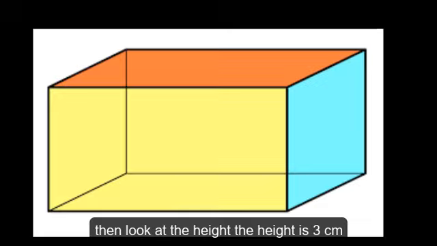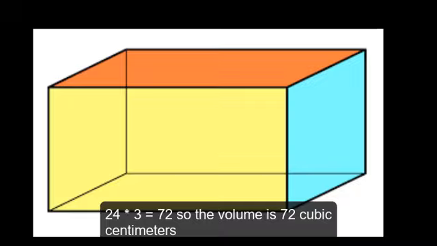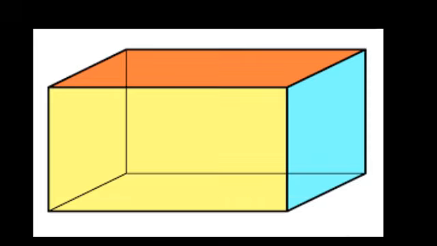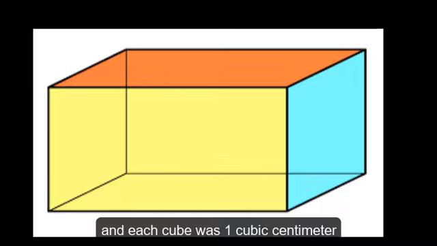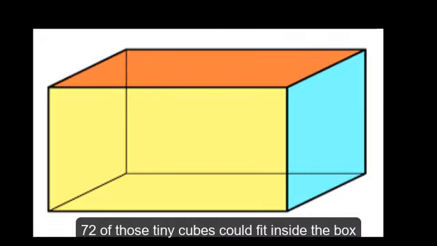Then look at the height. The height is 3 centimeters. So there are 3 layers. 24 times 3 equals 72. So the volume is 72 cubic centimeters. This means that if we use tiny cubes and each cube was 1 cubic centimeter, 72 of those tiny cubes could fit inside the box.